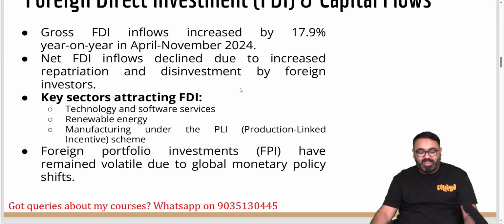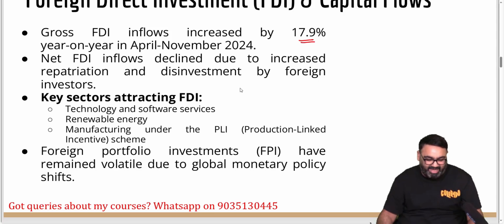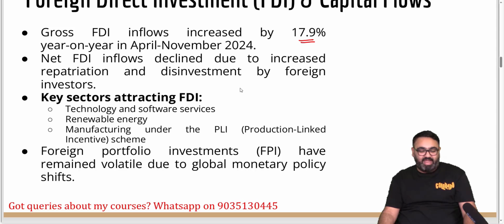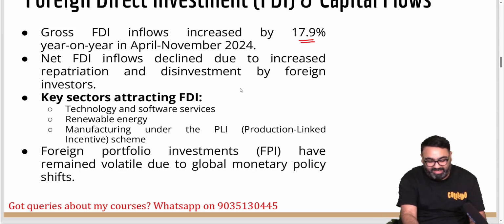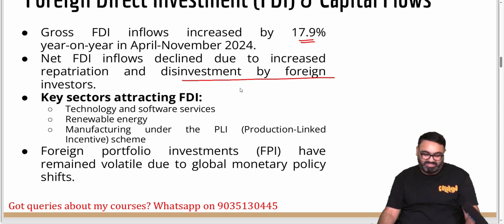In terms of FDI, FDI has increased year on year. This year we saw a growth of close to 18% in the first 9 months or so. Net FDI inflow declined due to increased repatriation and disinvestment by foreign investors as well. Apart from that, there are specific sectors that got more FDI than others.